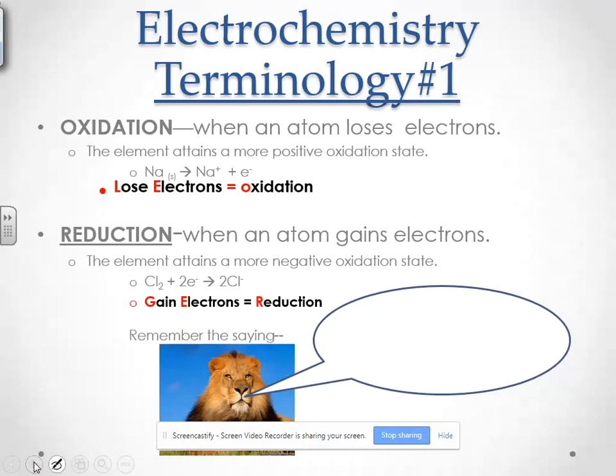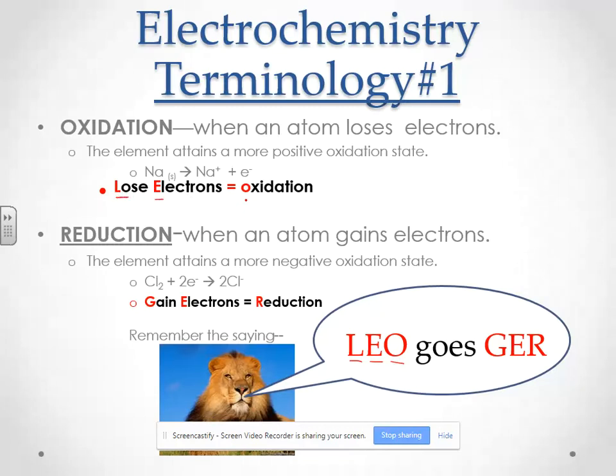It has a more negative oxidation state. Now, to help you remember and differentiate between these two processes, remember this saying, Leo goes grr. Leo is a lion, and of course, lions growl. So remember, Leo goes grr, and that helps you remember the definitions. Leo stands for lose electrons, means you oxidize, as we said up here, L-E-O. Grr helps you remember that if you gain electrons, you're going to reduce. So gain electrons means reduction has taken place.